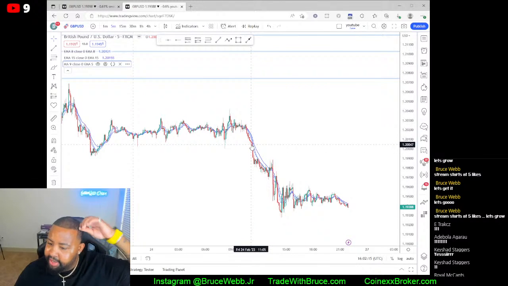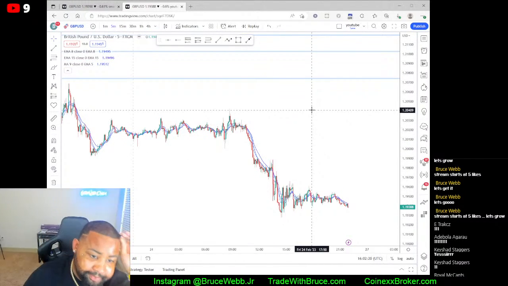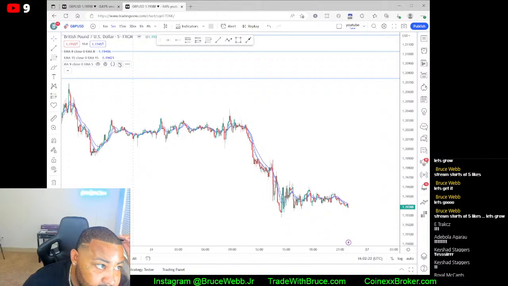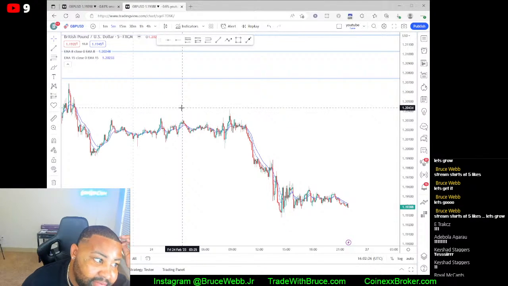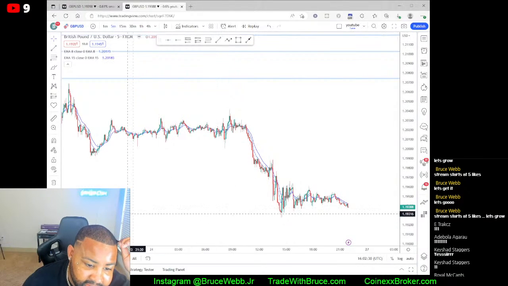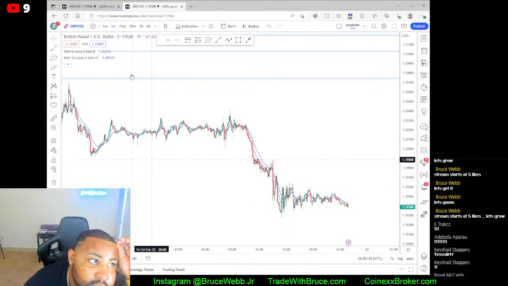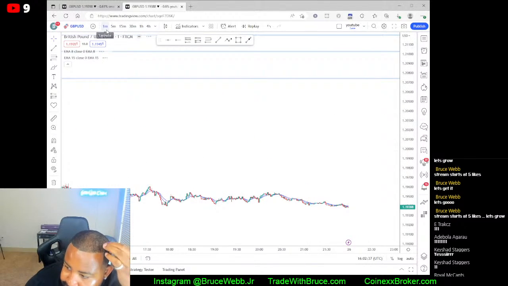Let me double back. All right, here we go. So we don't need this one. Let's get rid of it. So I guess the 8 EMA and the 15 EMA, right? That looks crazy. It's real tight. All right, let's go to the 1 minute time frame.